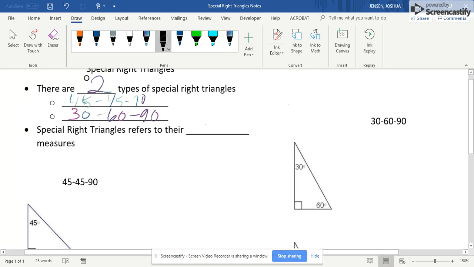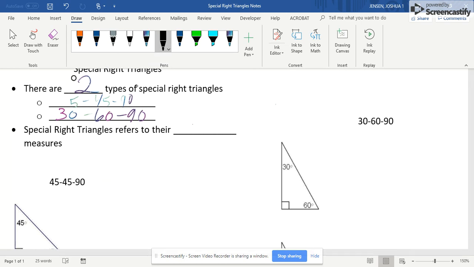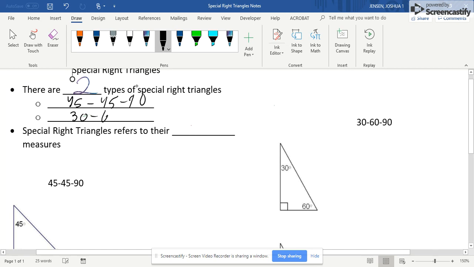Let me just, not what I meant to do. All right, 45, 45. Let me just retry that. 90, and the 30, 60, 90.